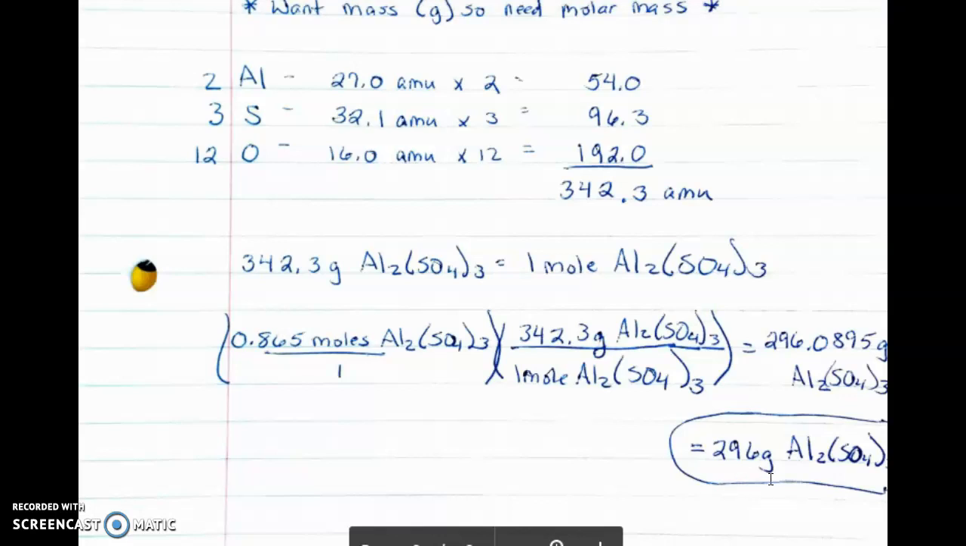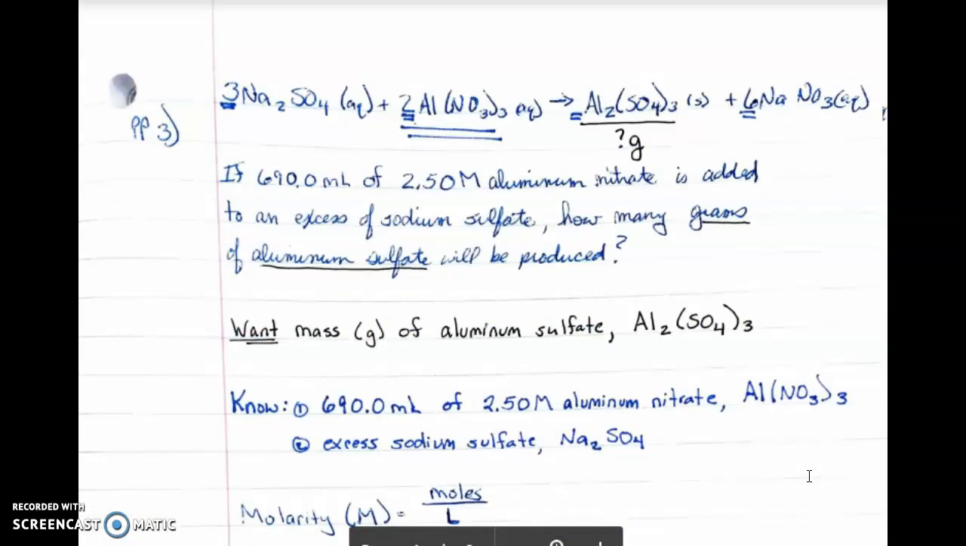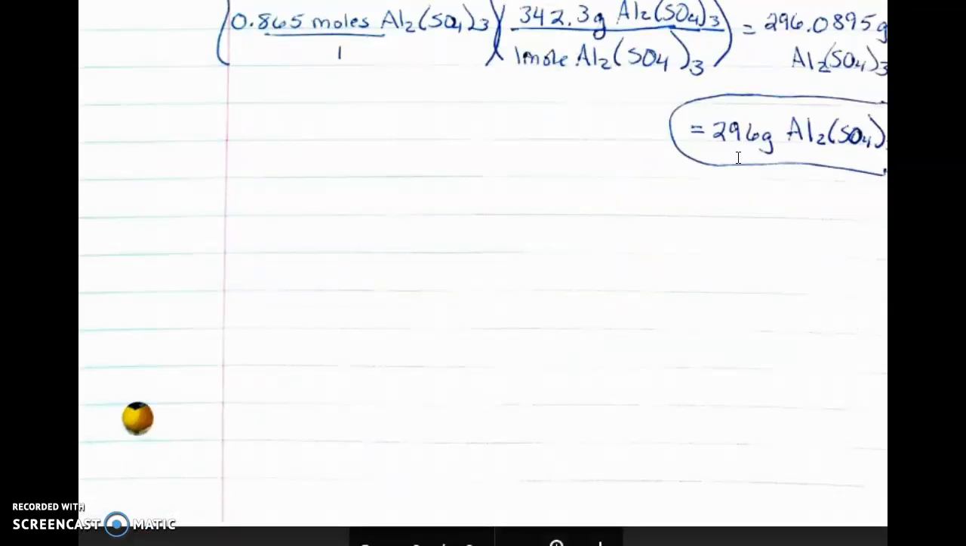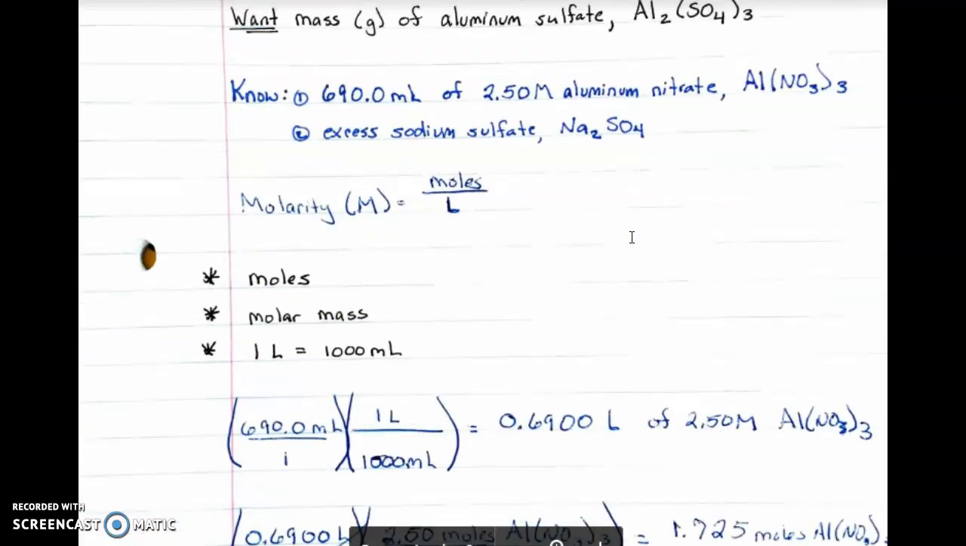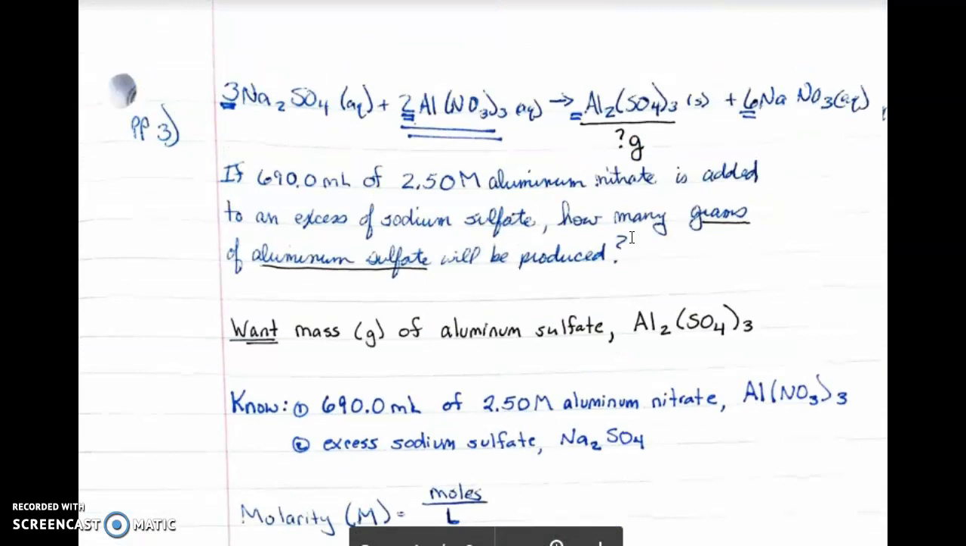So 296 grams of aluminum sulfate will be produced if I use 690 milliliters of a 2.50 molar solution of aluminum nitrate. I will have 296 grams of aluminum sulfate that will precipitate out of solution and be formed in this particular problem. There are lots of steps to follow, and you just have to keep track of everything that is going on. Thank you.